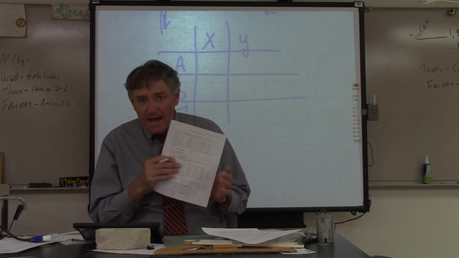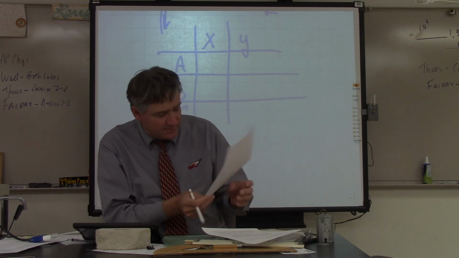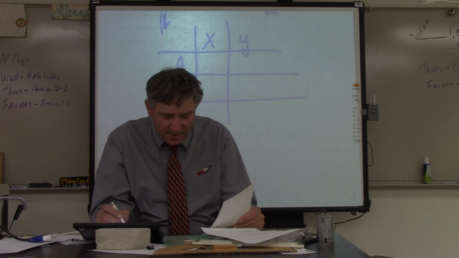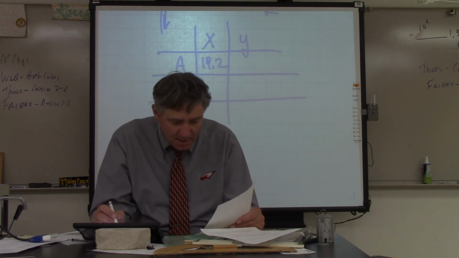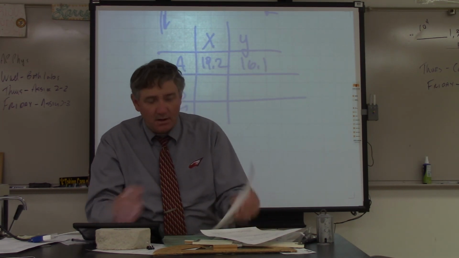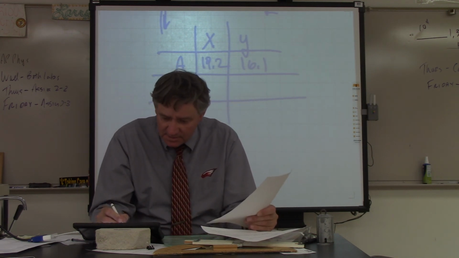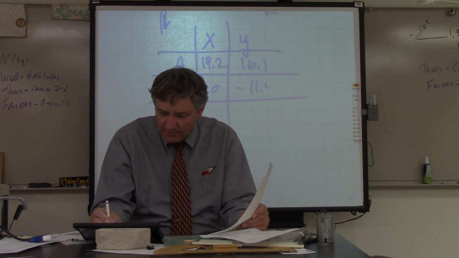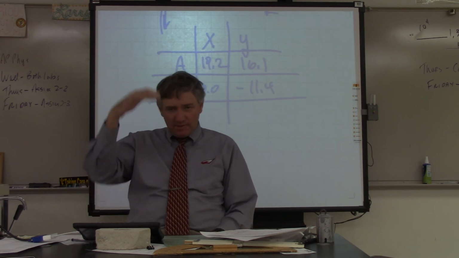So you already have the x and y components. So all I'm going to do is I'm going to write these in, okay? So I'm going to take the x component of A, which is 19.2 meters per second, and the y component of A, which is 16.1. All I did was just go up here. And then D's x component is 0. And then D's y component is negative 11.4. Okay? That's all I did. I just wrote down the numbers.